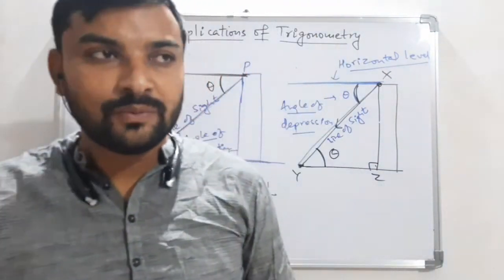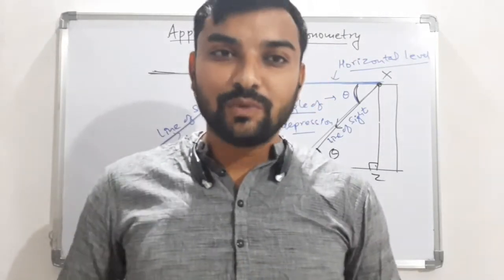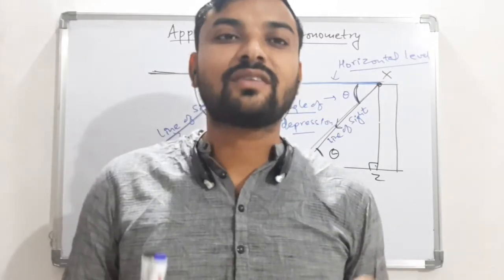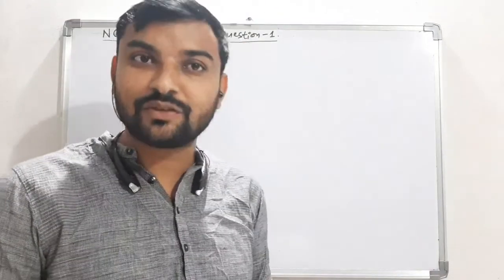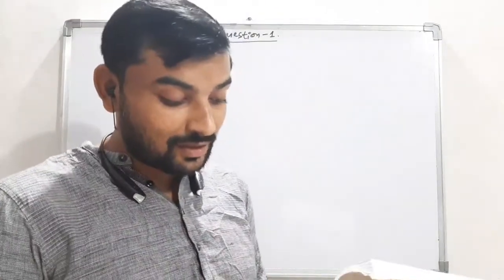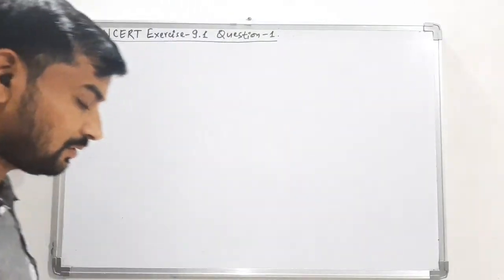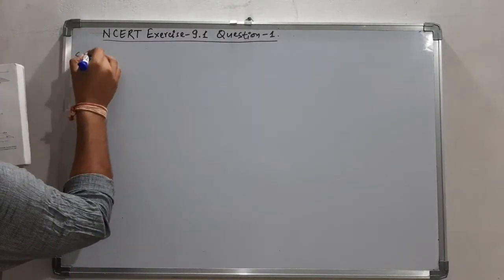Now in this video I will be taking up the questions from your NCERT book, and I will solve all the questions in the single video. So I am ready with the first question from your NCERT book, that is exercise 9.1 question number 1. The main thing in the questions of height and distance is the figure. So we will go through the question and try to draw the figure, then the question will be very simple. The solution of question number 1.